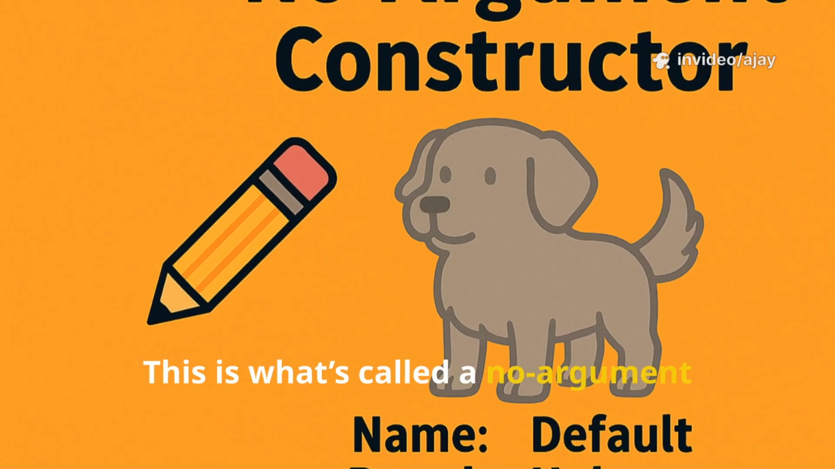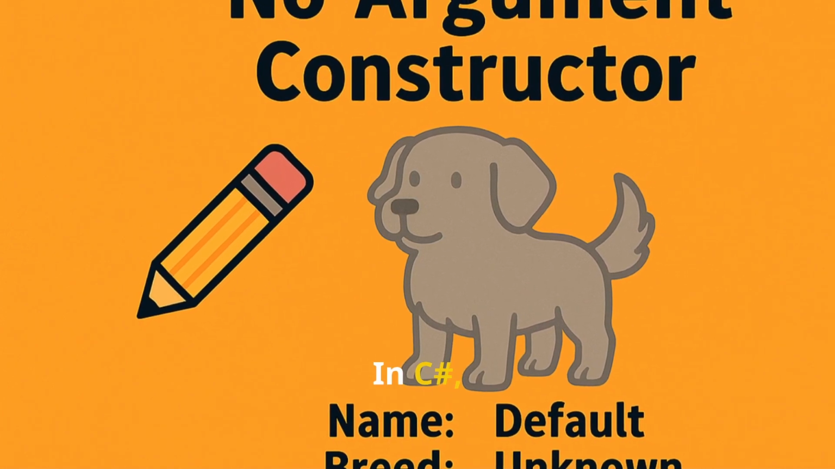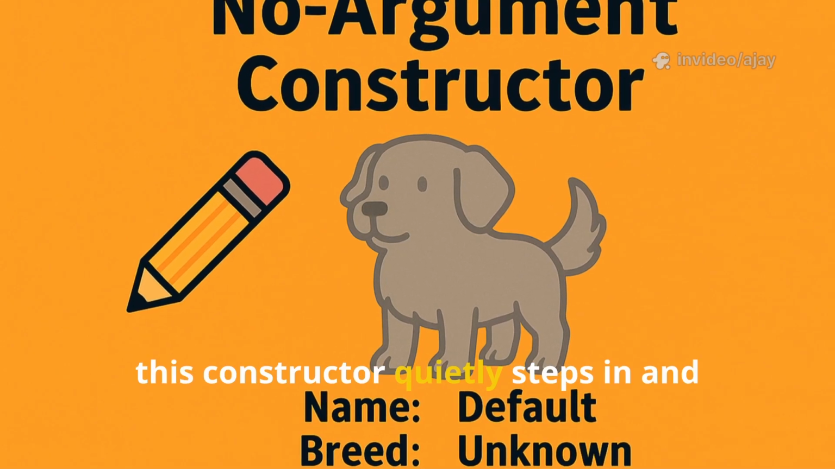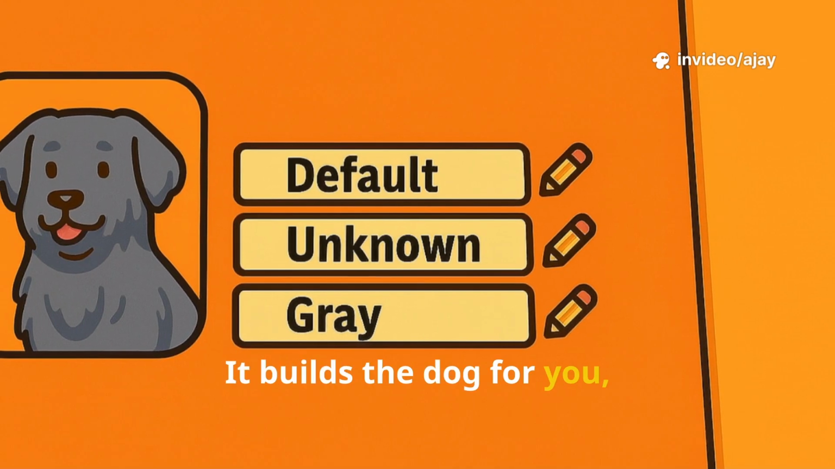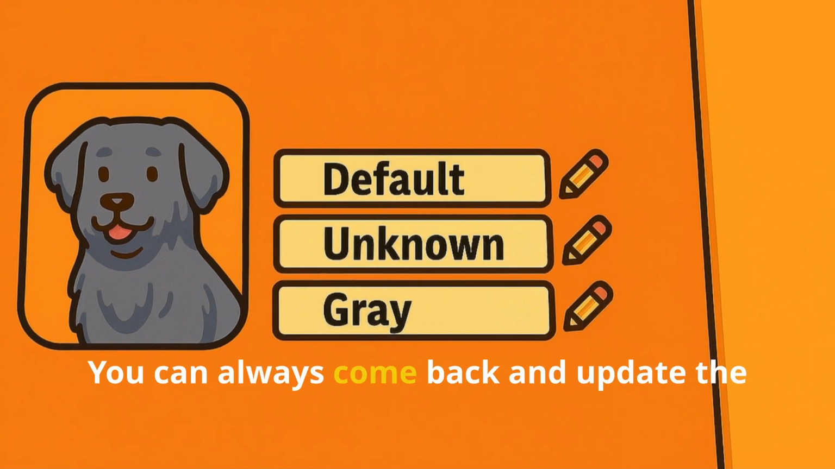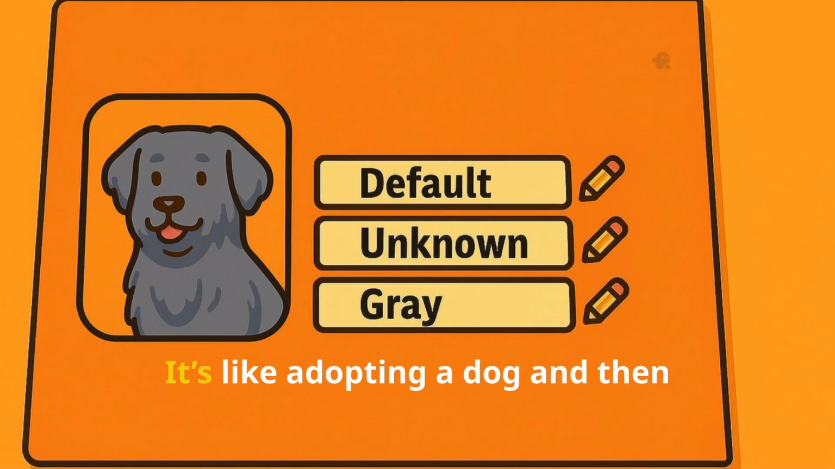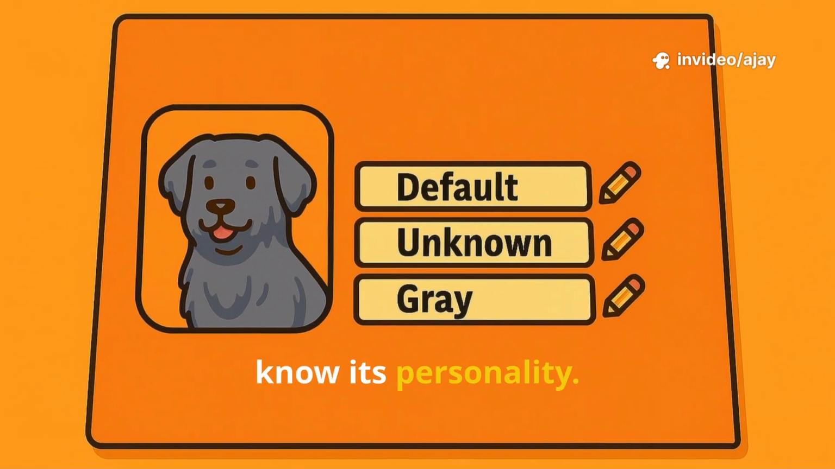This is what's called a no-argument constructor, or a default constructor. In CSharp, if you don't specify any details when you create an object, this constructor quietly steps in and sets up the basics for you. It builds the dog for you, but leaves the door open to add details later. You can always come back and update the dog's name, breed, or color whenever you want. It's like adopting a dog and then deciding what to call it after you get to know its personality.